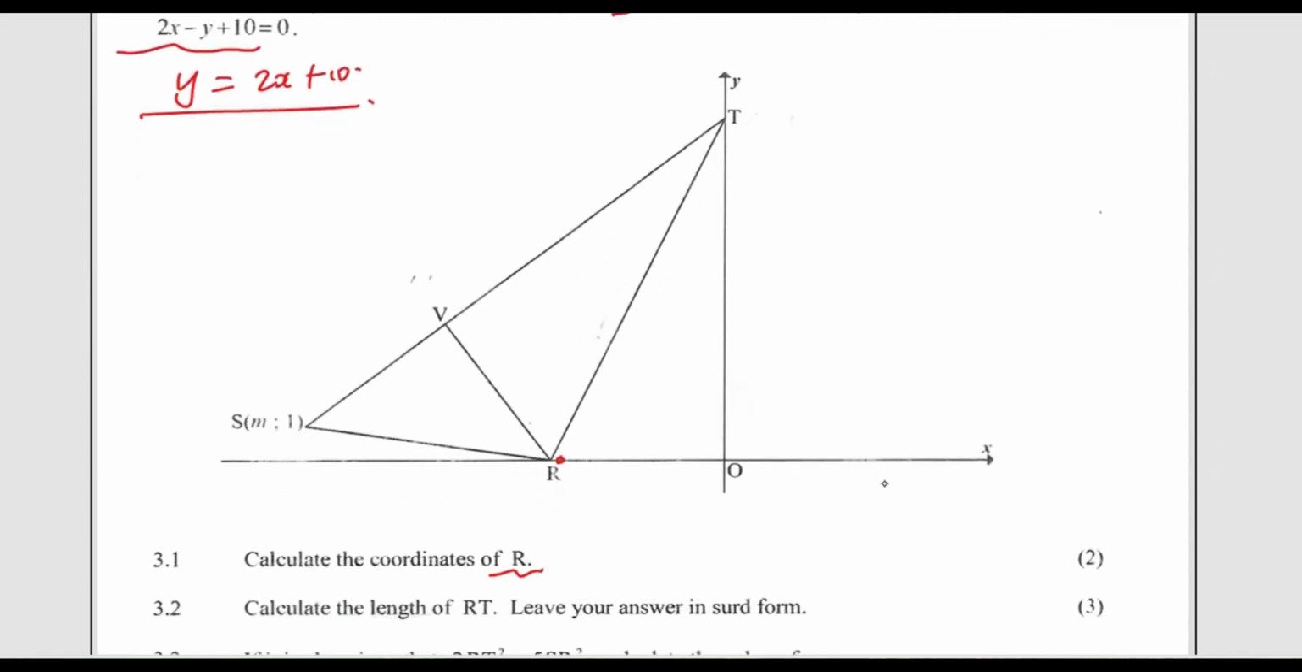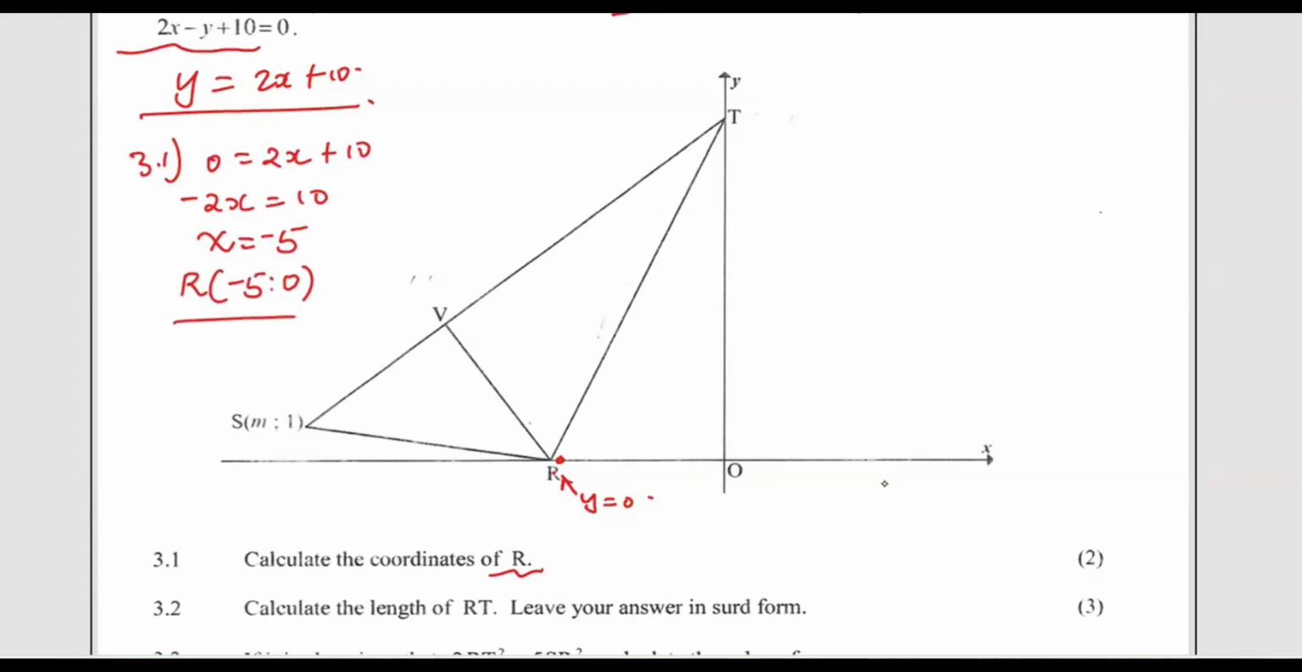So we know that R is the x-intercept, and then at this x-intercept, y is always a 0. So I'll come down and say that 0 is equivalent to 2x + 10. Move the 2x that side, negative 2x is a 10, meaning that x is a negative 5. So R is going to be (-5; 0). Okay, that's how I get the 2 marks.